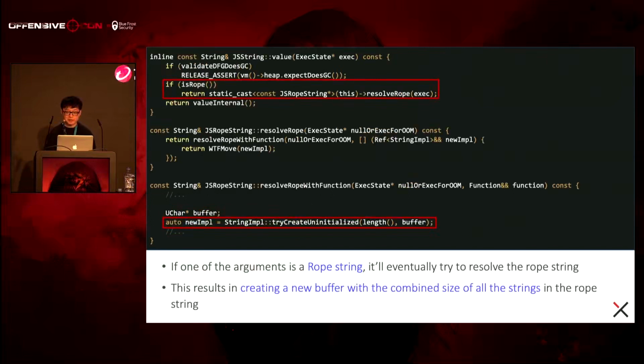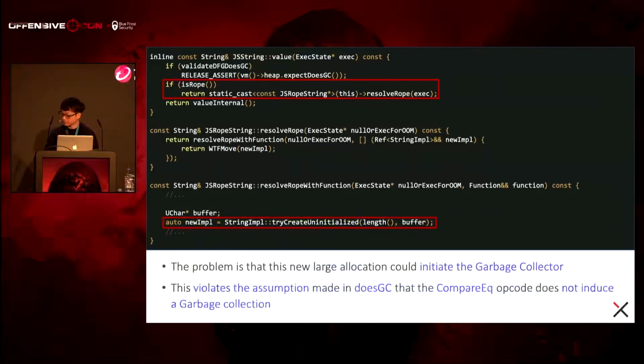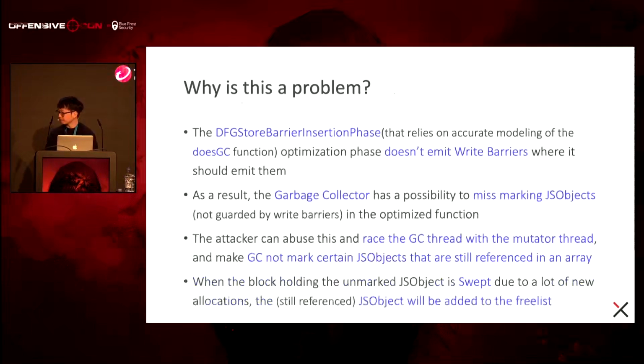And if any of the arguments is a rope string, then the function will try to resolve this rope string. Doing so will create a new buffer that's big enough to contain all of the strings that are contained inside this rope string. And this new allocation is what could summon the garbage collector. So the fact that JITted code can reach this piece of code, which creates a new allocation, violates the assumption that compare EQ opcode can never bring up the garbage collector.